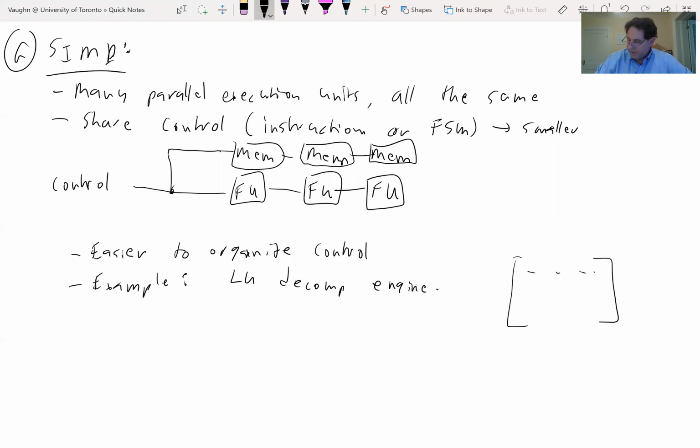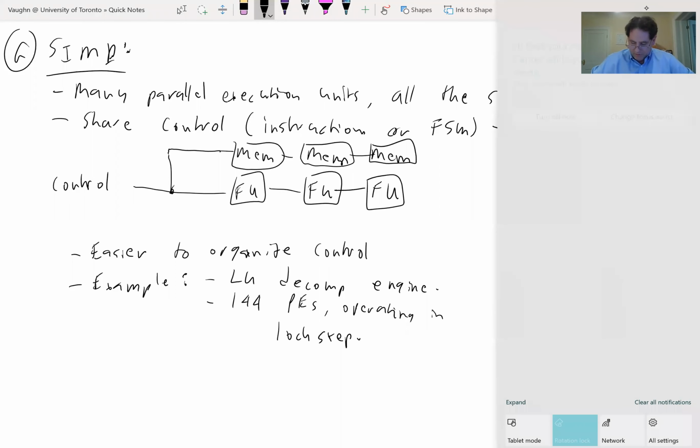And basically, he could fill the biggest chip he could get. So at the time he did this, the largest chip he could get was a Stratix 4 chip. He could build 144 processing elements in it, and they were all operating in lockstep. So that amortized the cost of his control. He only needs one control unit, and it made it easier for him to think about, right?